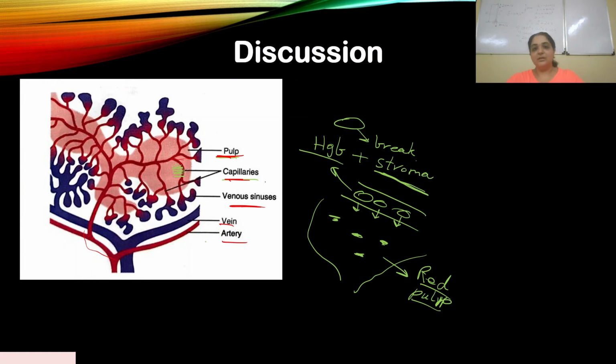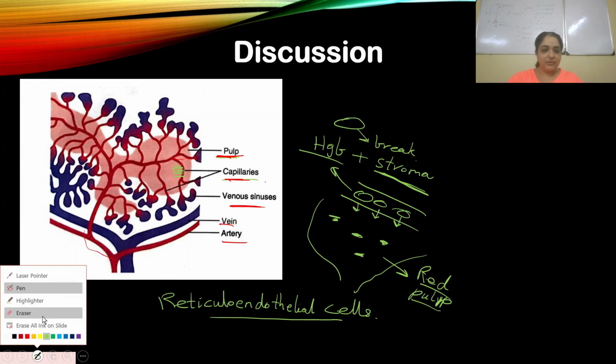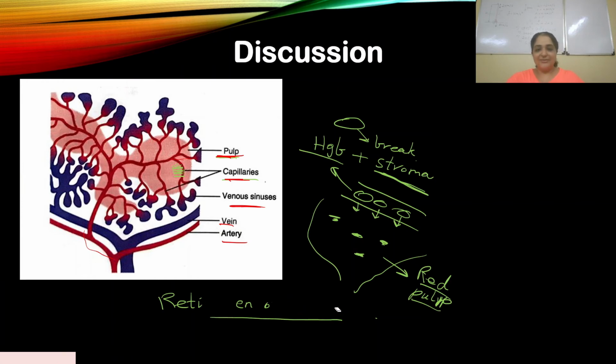Then there are reticuloendothelial cells in the spleen which digest this stroma and the hemoglobin. The reticuloendothelial cells will digest the remaining parts of the RBCs that have been broken down. We'll look at this. I've written a whole text for this.